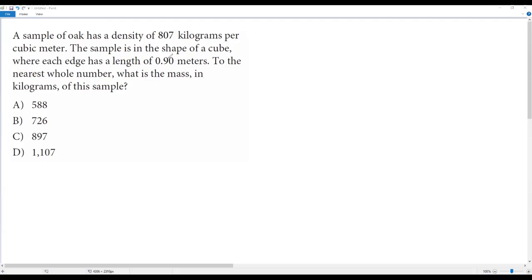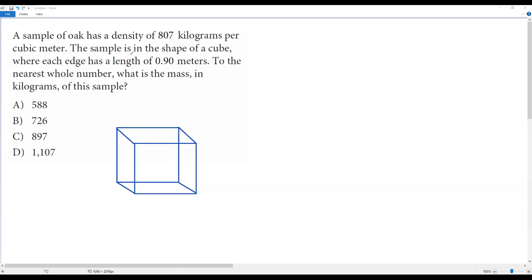Okay, let me draw a cube. Here I have drawn the cube because the sample is in the shape of a cube, and in this cube the length of each edge is 0.90 meters. Let me mark it: here is 0.9, here is 0.9, here is 0.9. As I said already, whenever we have cubic units, it represents volume. So we have to find the volume of this cube, which is the sample of oak.